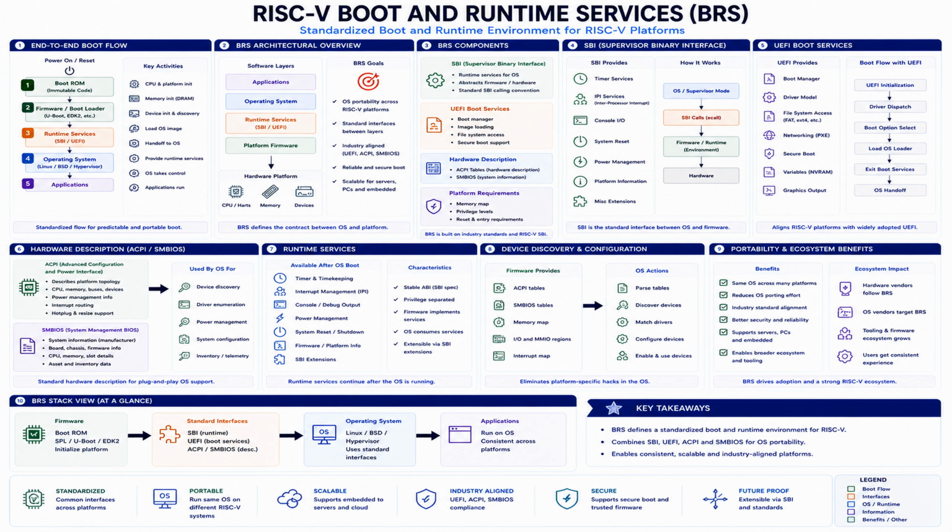Section 10 shows the complete BRS system stack. At the bottommost layer, it's hardware, and then comes firmware, which includes boot ROM, SPL, U-Boot, EDK2, with standard interfaces like SBI, which is for runtime, UEFI, which is used for booting. ACPI and SMBIOS describe the hardware.